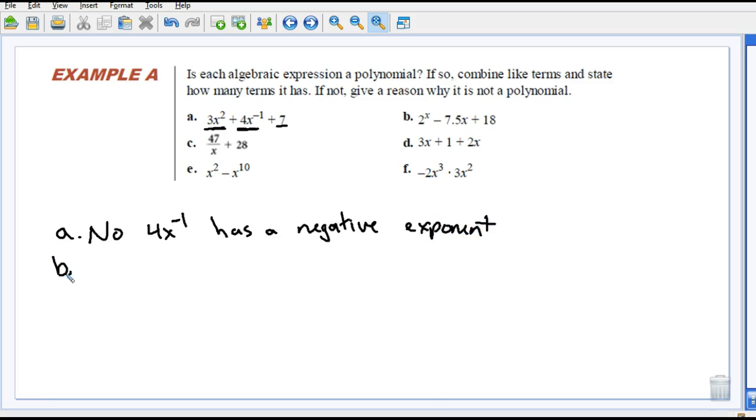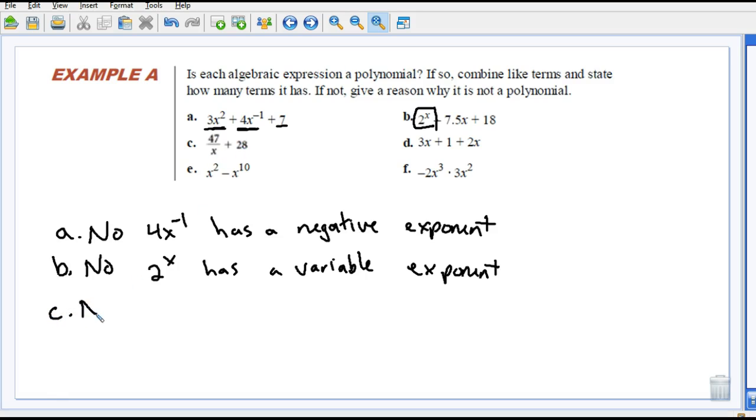Alright, let's look at B. 2 to the x minus 7x plus 18. Well, 2 to the x is a problem. I can't have an x in the exponent. So we're going to say no. 2 to the x has a variable exponent. Alright, what about 47 over x plus 28? I will say no. That also doesn't work. The 28's okay, it's the 47 divided by x. That's the problem.